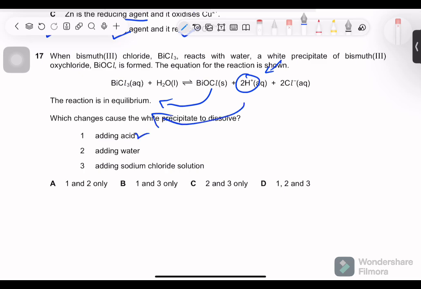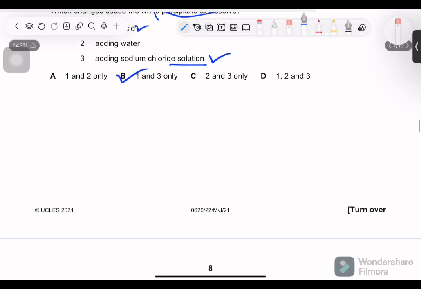So one, yes. Adding water, no. If we add water, the reaction will move in this direction. Adding sodium chloride solution, sodium chloride solution would increase the chloride ions. So yes, this seems to be correct. 1 and 3. B is the correct answer.